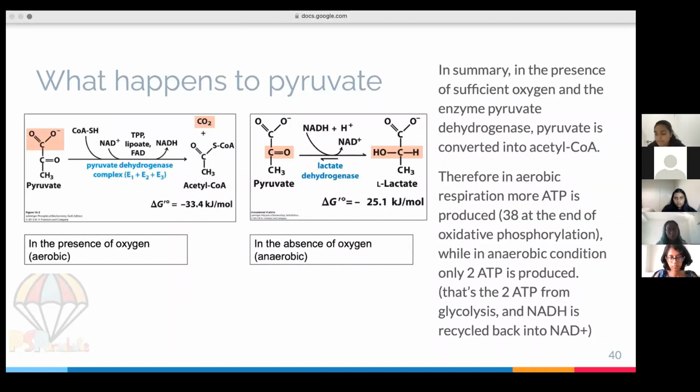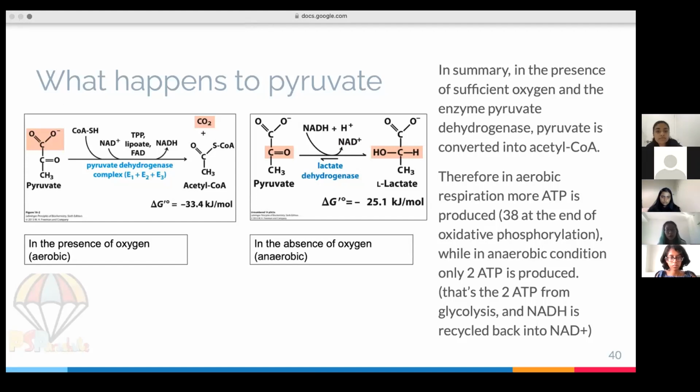So in glycolysis, we mentioned that one glucose will produce 2 pyruvates and also some energy on the side. Then what happens to this pyruvate? It's separated into 2 scenarios. One scenario is you have enough oxygen, one is you don't. If you have enough oxygen, the pyruvate will get converted into acetyl-CoA. And acetyl-CoA can go into the next step, which is the citric acid cycle.